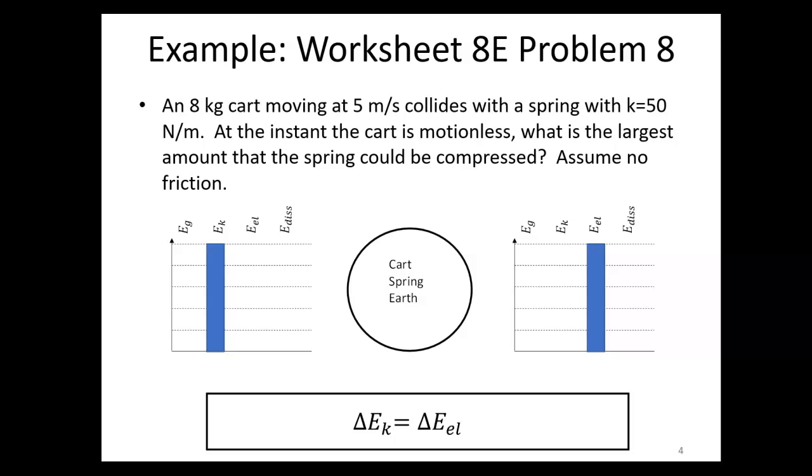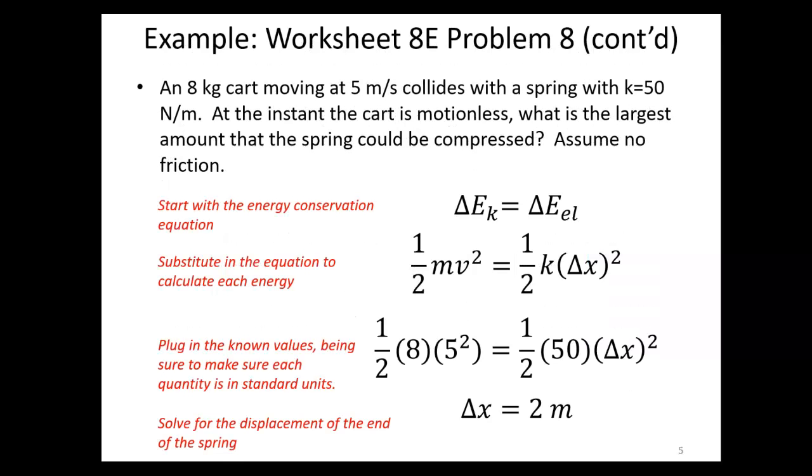So our conservation equation is that the change in kinetic energy equals the change in elastic potential energy. The total energy of the system did not change, but the way that the energy was stored did change. It was initially stored as kinetic energy, and at the end it's stored as elastic potential energy. So the question is, how much was the spring compressed?